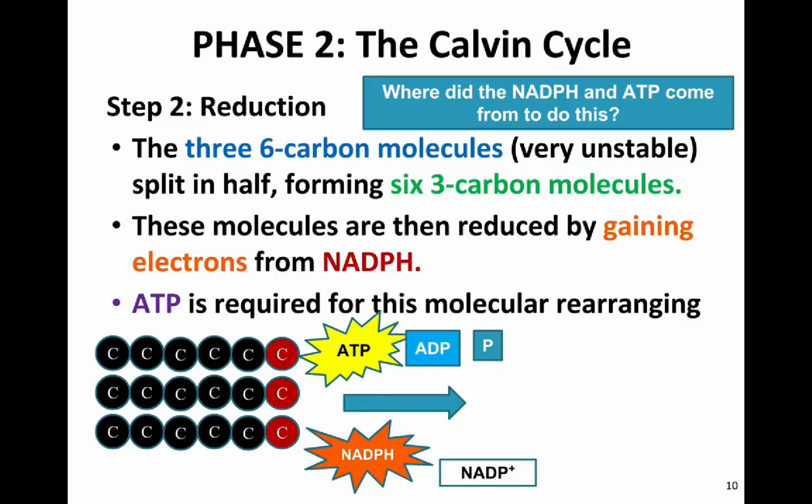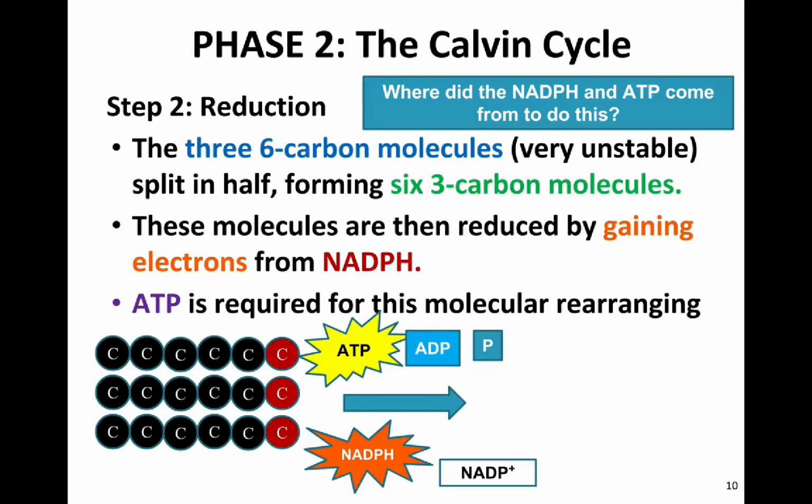So what are the products of the light reactions? That would be the phase 1 part of photosynthesis. The light reaction produces ATP and NADPH at the end. And it is in this step here, step 2, the reduction phase, that we're using the ATP and the NADPH that we produced from the light reactions.